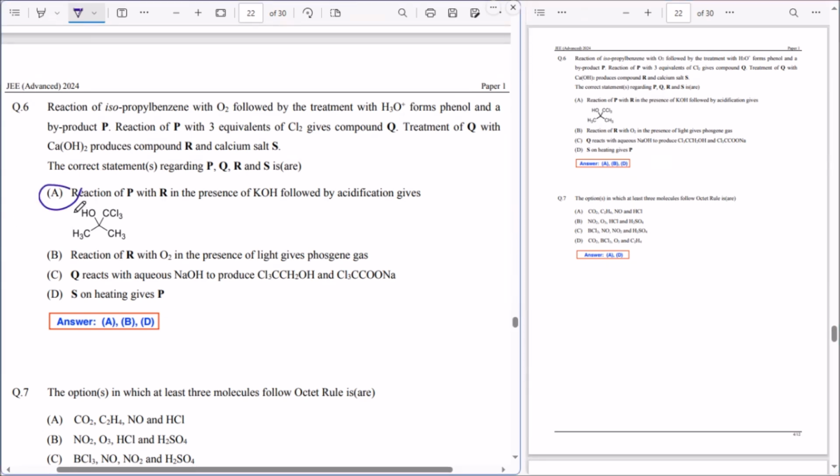Option A, that is reaction of P with R in the presence of KOH followed by acidification gives this alcohol. And option B, reaction of R with oxygen in the presence of light gives phosgene gas. C. Option D, S on heating gives P. So A, B, D are correct options, students.